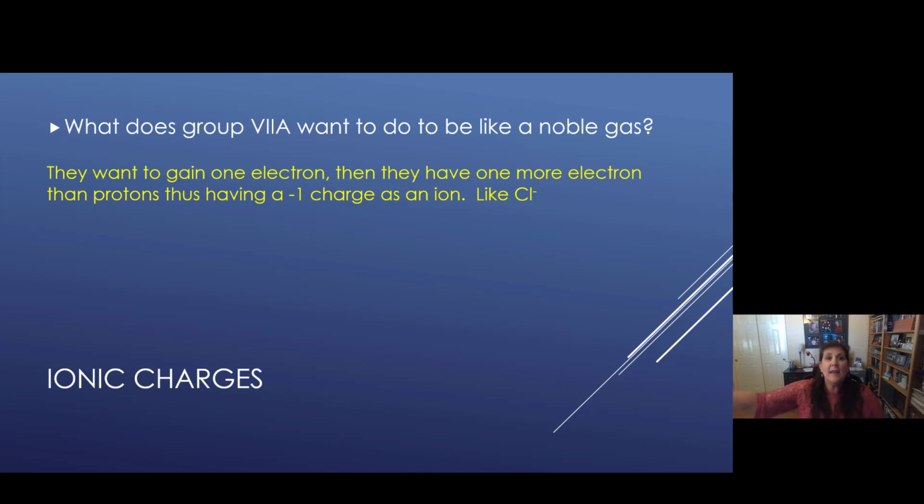So they're going to gain a negative electron. So they have 1 more negative electron than they started with. So they have a -1 charge, like Cl minus. Again, you can put the 1, but you can omit it as well. Cl minus, there's no number there, so it's implied it's a 1.